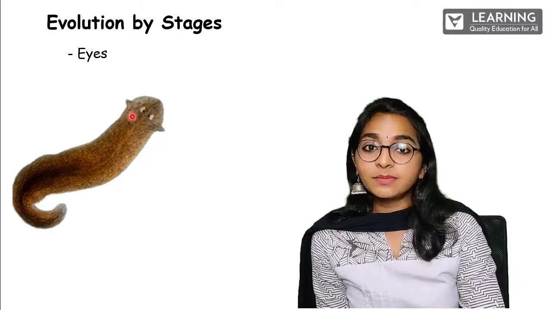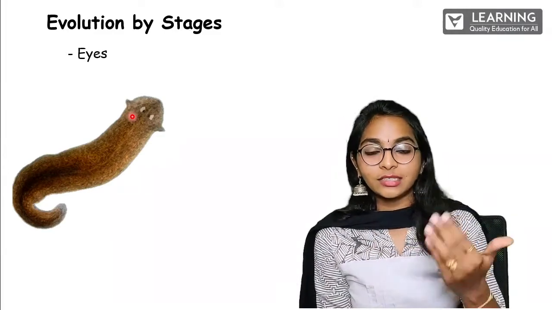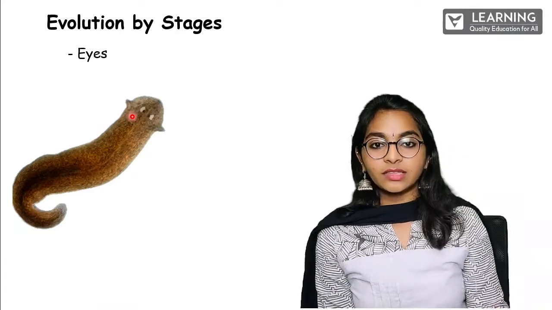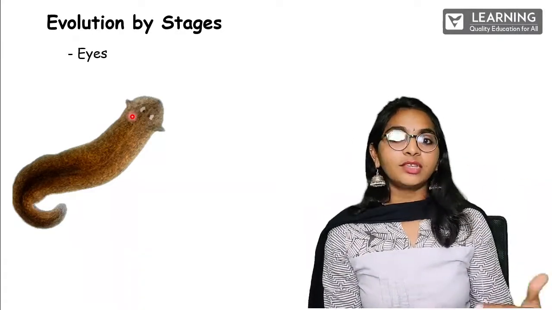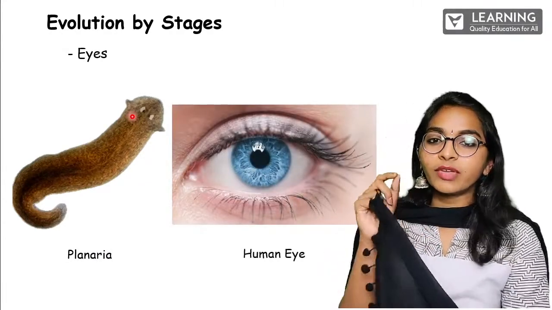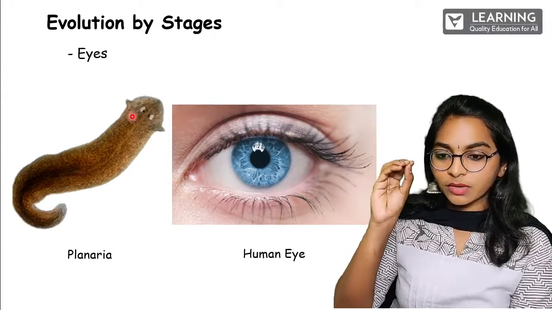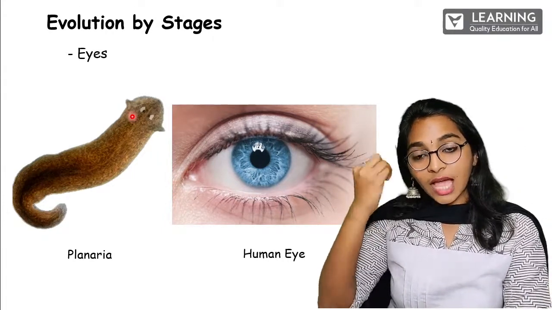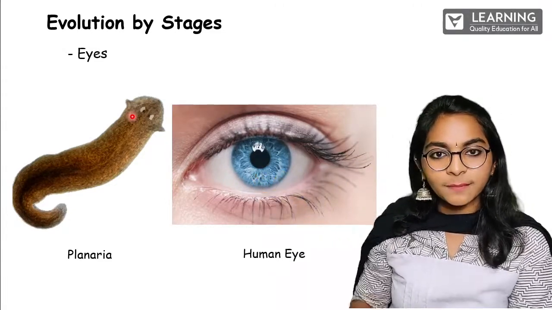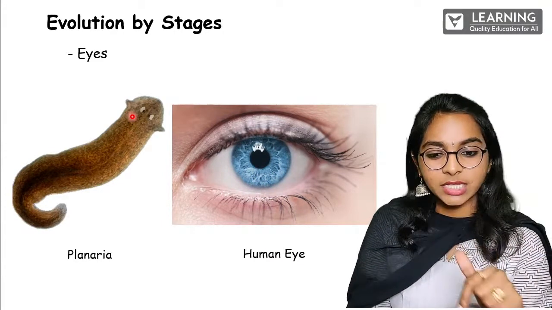So stage by stage, from planarians, other organisms started this evolution process: the reptiles got it, the birds got it, the amphibians got it, the mammals got it, and now human eyes have developed. From a very basic structure like the planaria's eyes, evolution has happened stage by stage and reached a complex thing like the human eye. So this is one evidence for how evolution has happened stage by stage.